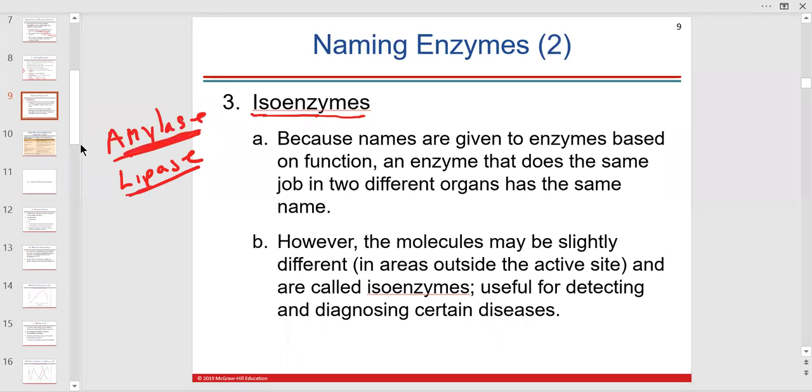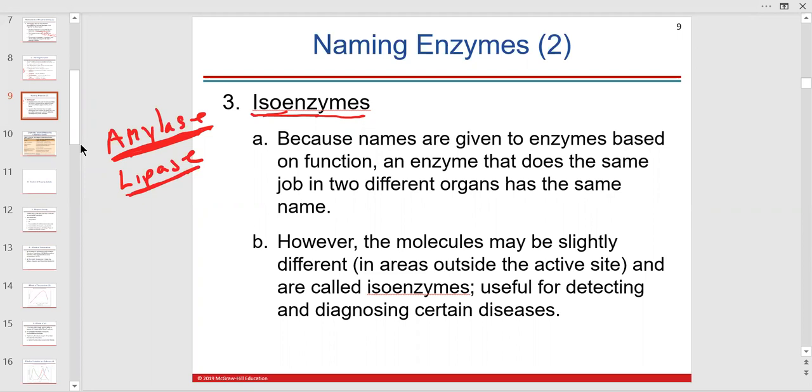But in the small intestine and the pancreas, amylase is present, like pancreatic amylase or intestinal amylase. And then you have pancreatic lipase. So that's my takeaway with the isoenzymes. Enzymes can be slightly different depending on what organ they're coming from, but you can still call it amylase.